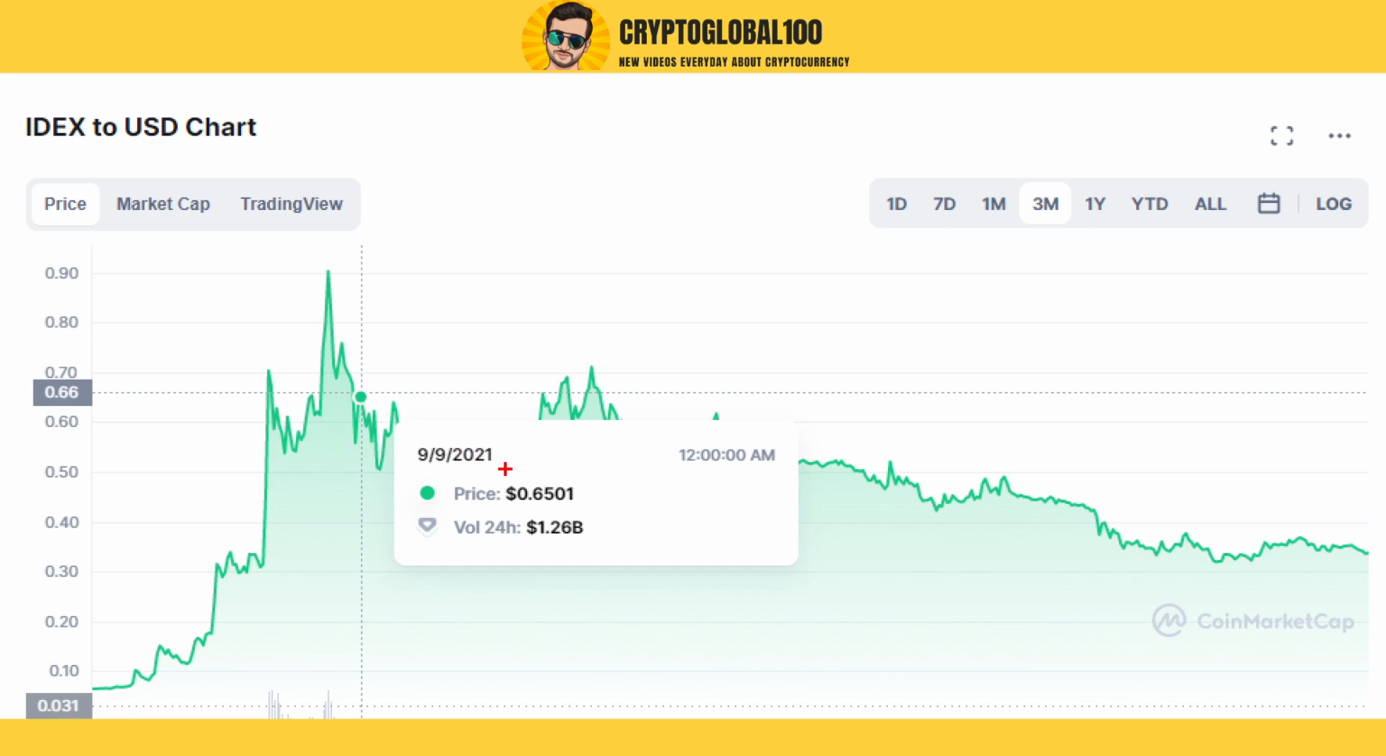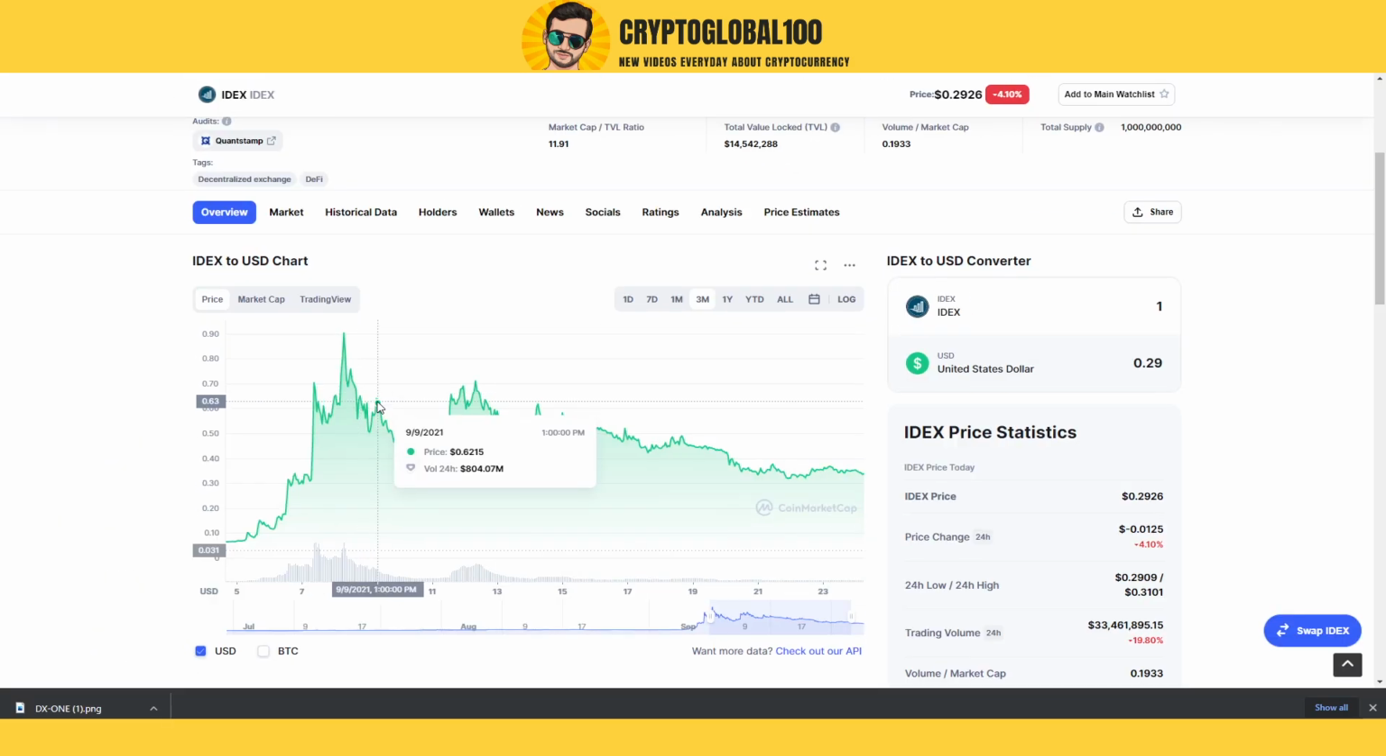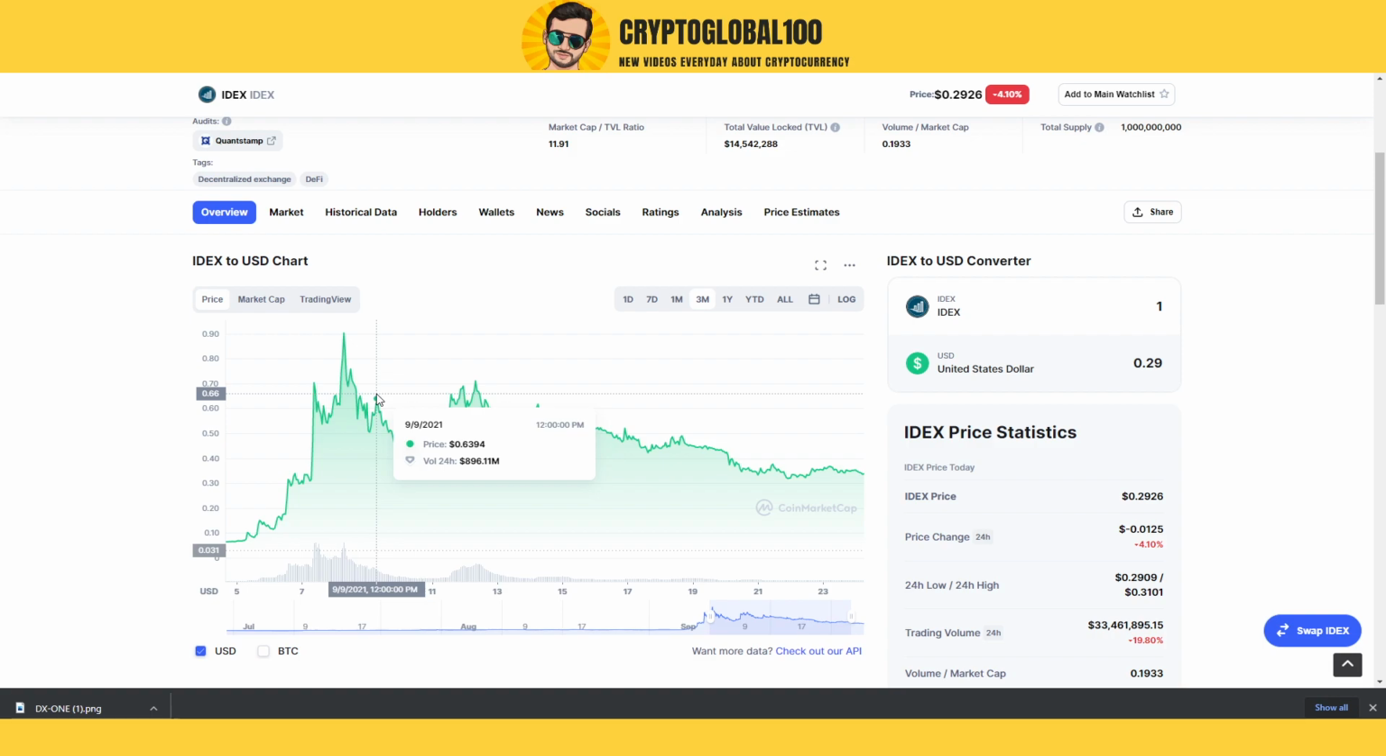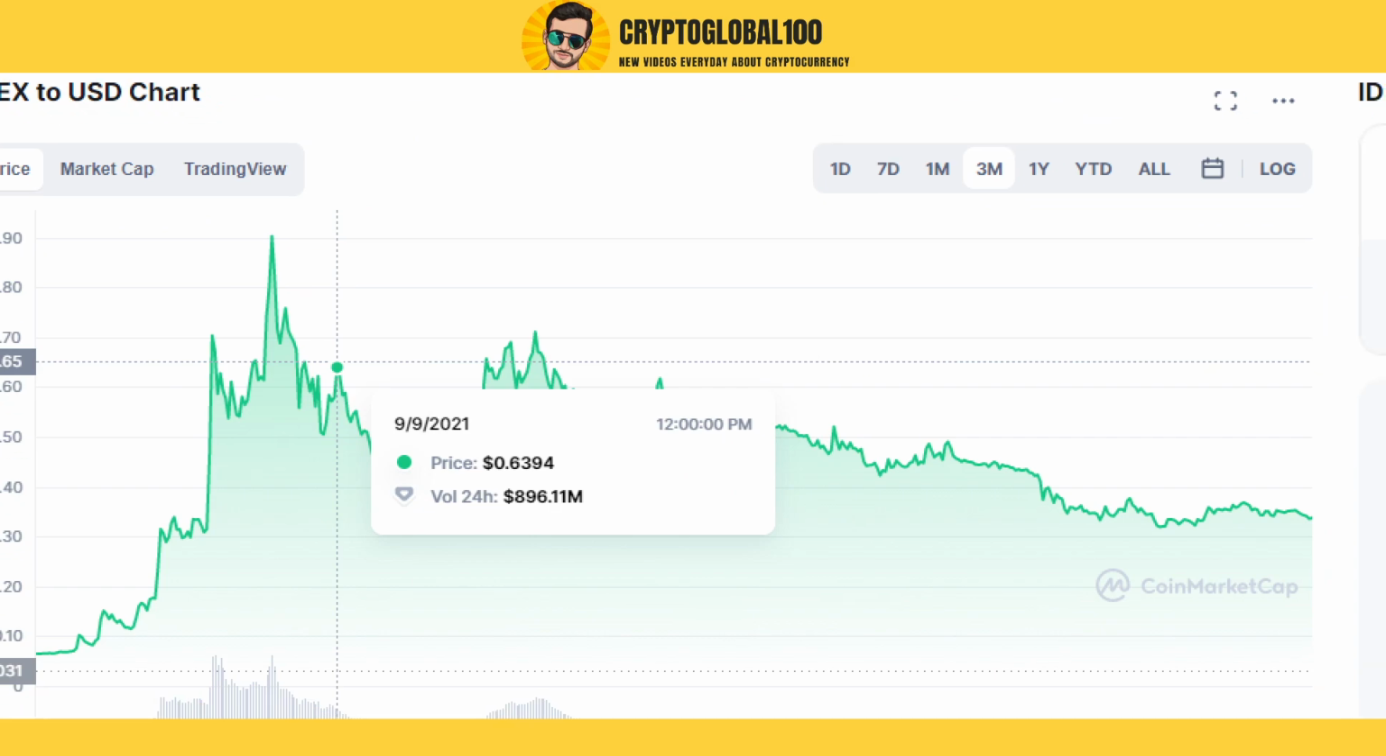Now let me show you this one. The price was at 0.65 with the volume 1.26. Now let's compare here. Yes, you can see the volume. Sorry guys, just hold on, yes, this one. Now 0.6, again the price was 0.6, but the volume came down to $896 million. Here it was 1.26, so again almost half of the volume was down.